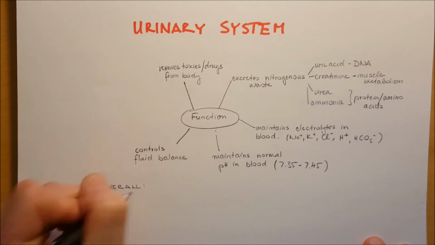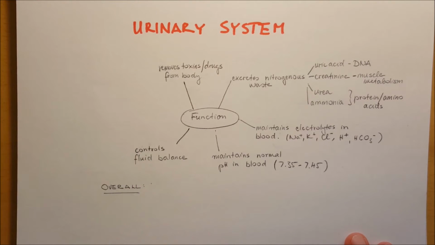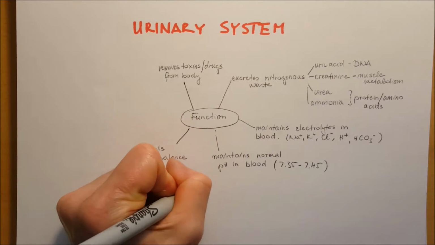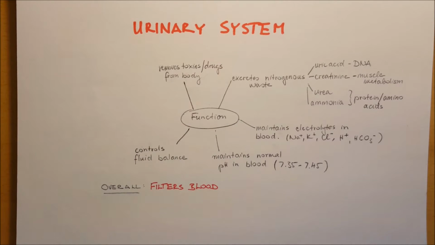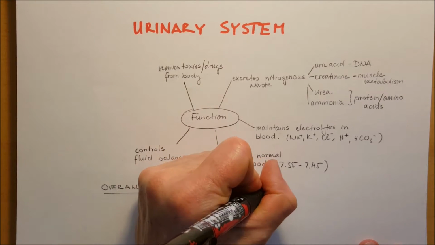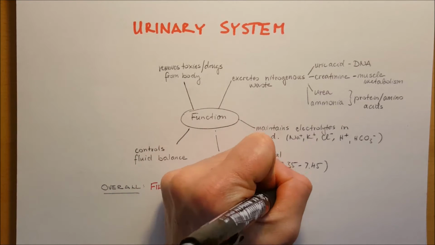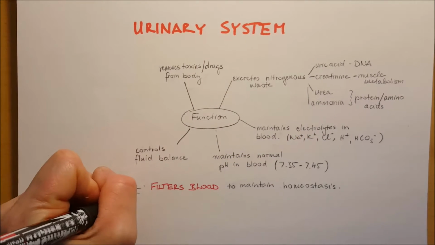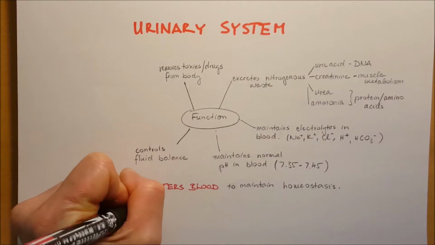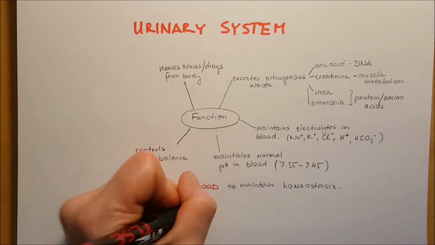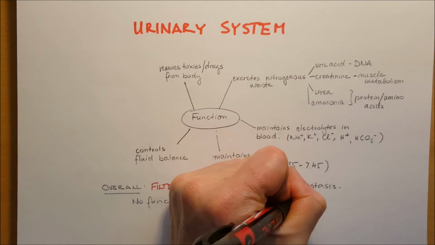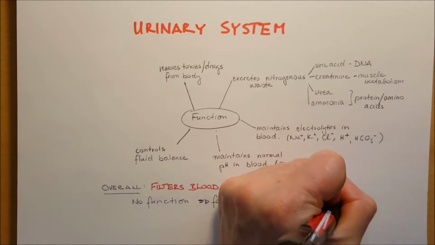Overall, the function of the urinary system is to filter blood in order to maintain homeostasis in an organism. If it doesn't function, well, the homeostasis will fail in the organism, and that can be fatal or will eventually lead to death, very shortly, if somebody's urinary system does not work.